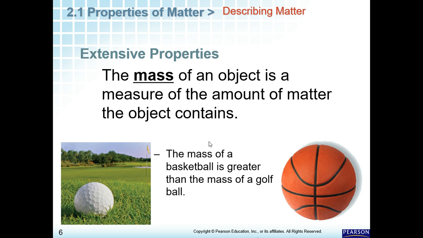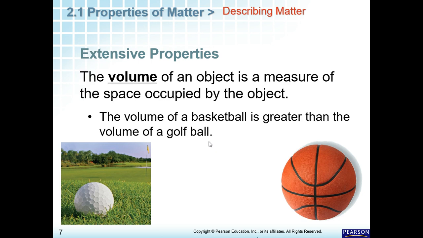Now, how is this an extensive property? Remember, extensive depends on the amount. So the more basketballs you have, the more mass you're going to have. So mass depends on how much is there. Volume, on the other hand, is the measure of the amount of space that an object occupies. Again, the basketball is going to have a higher volume than a golf ball. If you're sticking 3 basketballs in a closet versus 3 golf balls, 3 basketballs are going to take up more space. The greater the amount that you have, the greater the volume.